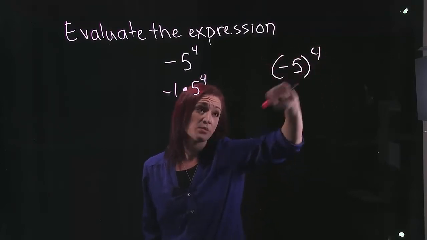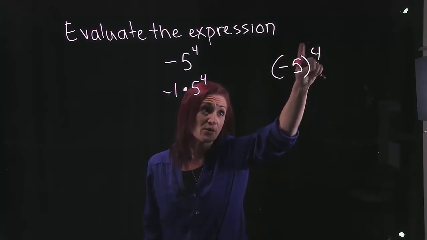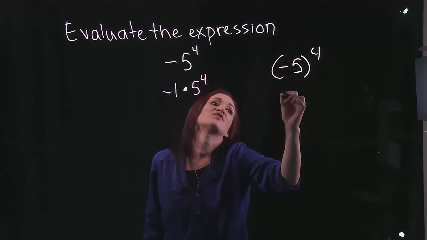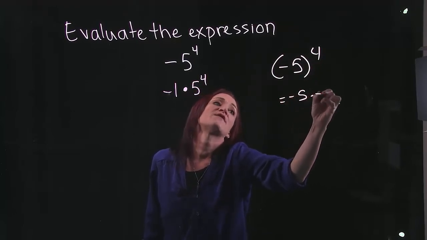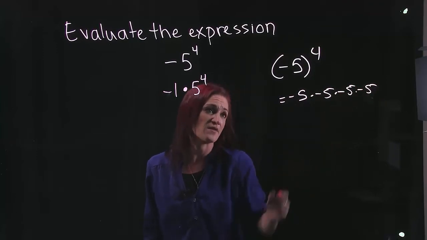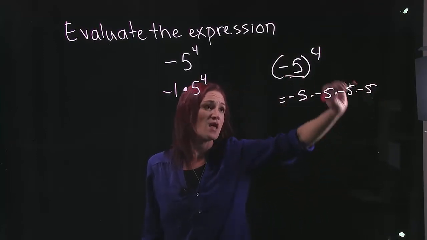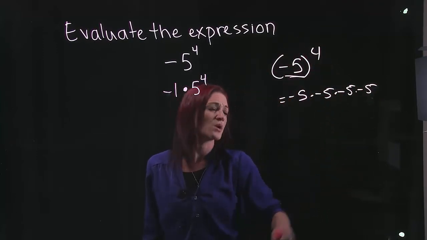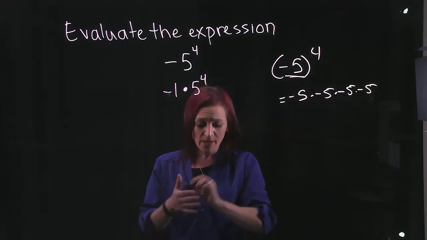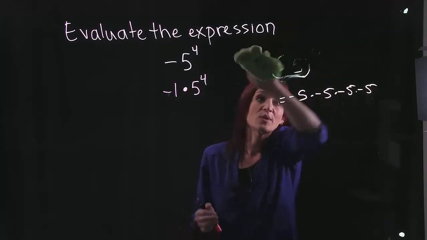Now, this problem over here, this 4th power does belong to the -5. And if we were to evaluate this, it would look like -5 times -5 times -5 times -5. Because our base is -5, and we're raising it to the 4th power, which means we're multiplying it to itself 4 times. But that's not the problem that we have.